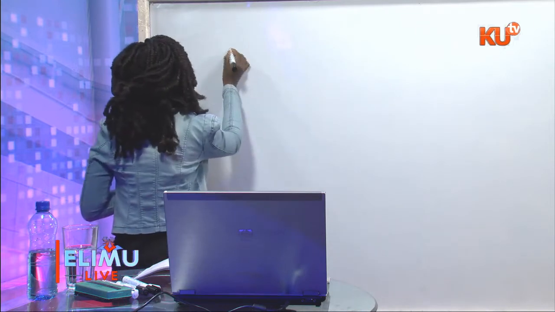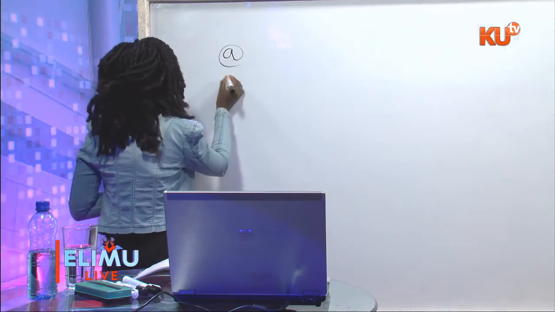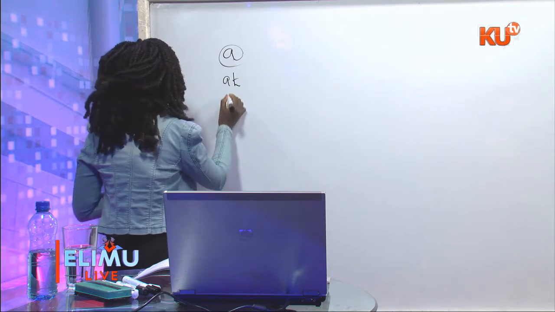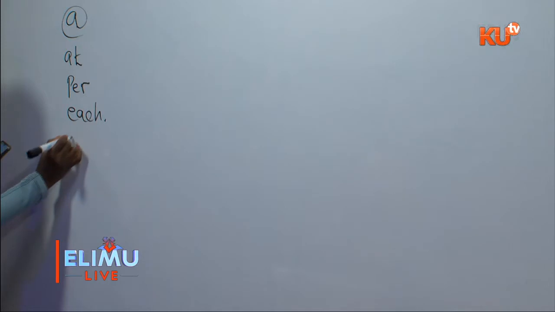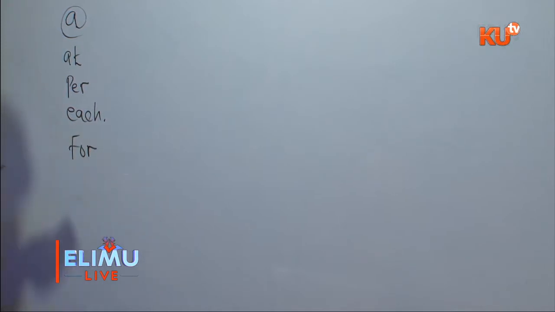In this topic, we have some symbols that are used when you are calculating, or when you are getting the bill. For example, I'm going to list them down. We have this sign, we have at, per, each, and then we have for. These are some of the symbols that we come across any moment you are getting or you are calculating the bills.